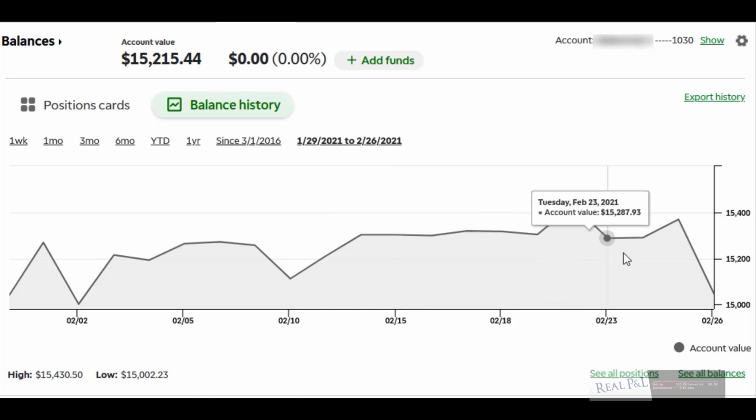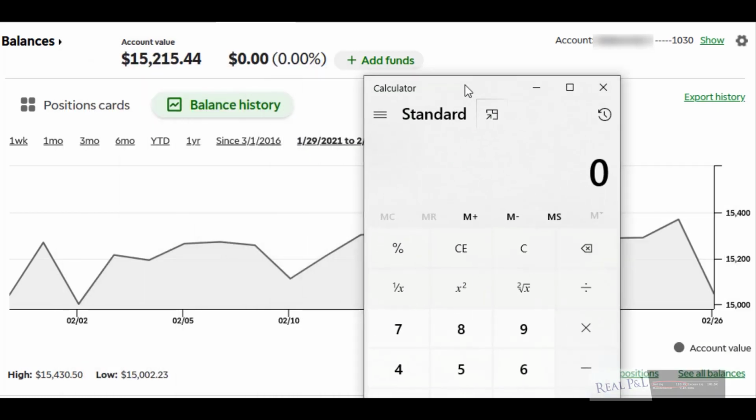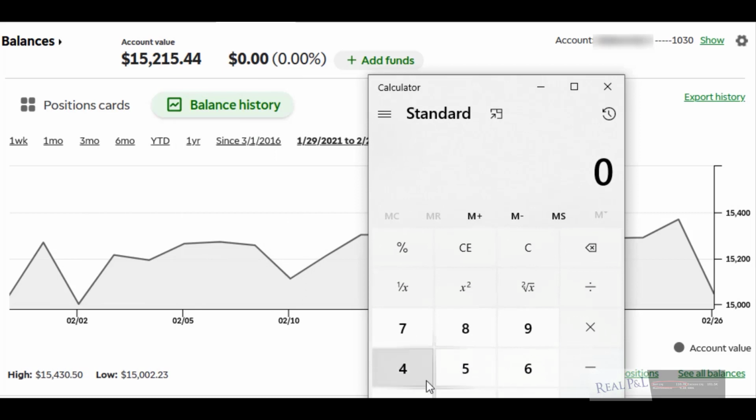So let's do a little math. We know it was $100, so 100 divided by 15,115. So we had just about a 0.5% increase in value. So the system's just kind of hanging in there, making a little bit of money, much more than in a savings account, that's for sure. But there you have it for my small account for February 2021.